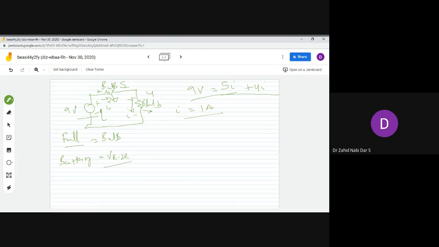So we know that according to the KVL, v rise is equal to v fall. Same thing I have written, or the algebraic sum: v rise minus v fall would be equal to 0. That's it. So don't get too stressed out.